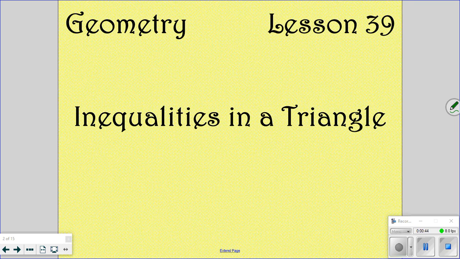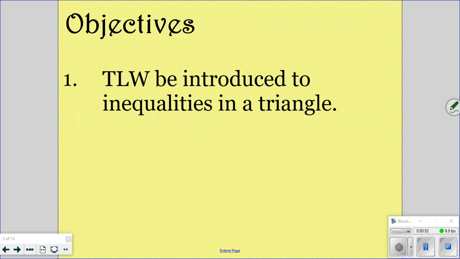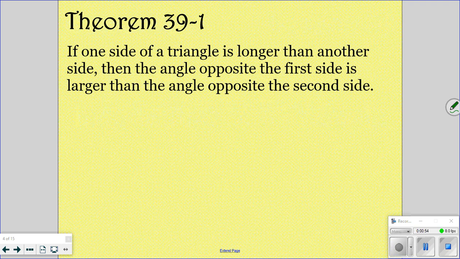We are looking at lesson 39 today. We're going to be looking at inequalities in a triangle. So hopefully after this lesson, you'll understand how inequalities in a triangle work. Theorem 39.1. If one side of a triangle is longer than another side, then the angle opposite the first side is larger than the angle opposite the second.